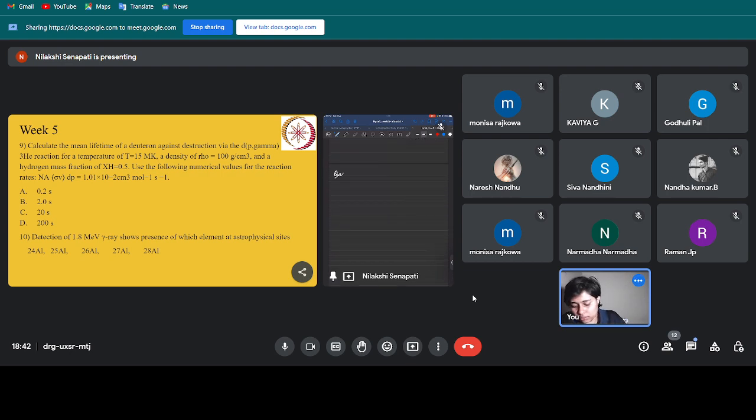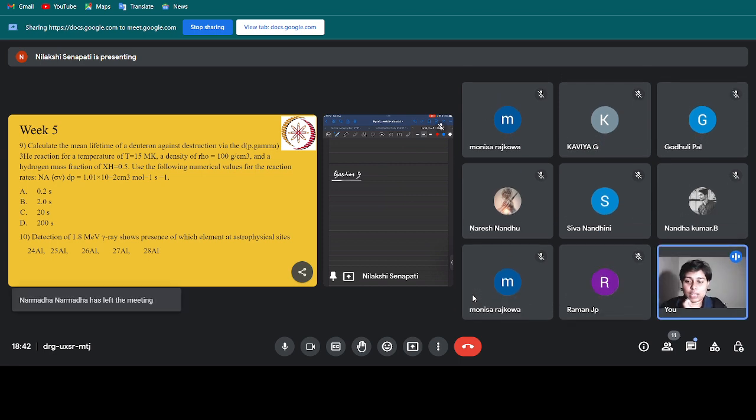Now question 9. Question 9 is telling: calculate the mean lifetime of a deuteron against destruction by the d p gamma 3He reaction, for a temperature of T 15 megakelvin, a density of rho 100 gram per centimeter cube, and a hydrogen mass fraction of Xh equal to 0.5. Use the given numerical values for the reaction rate. The other variables which you need to know are also given to you.